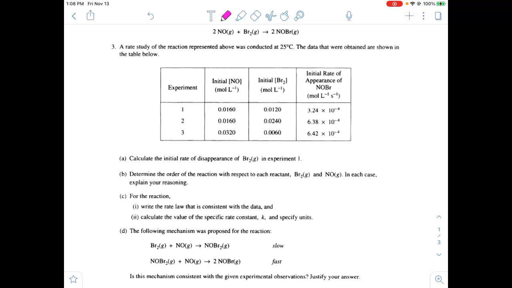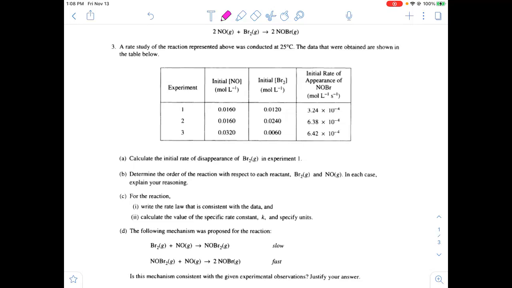This question has us looking at the equation 2NO plus Br2 forms 2NOBr. And we have a set of experimental data, so let's look at the questions. Question A says to calculate the initial rate of disappearance of Br2 in experiment 1. So looking at our reaction equation, Br2 disappears at half the rate that NOBr appears.